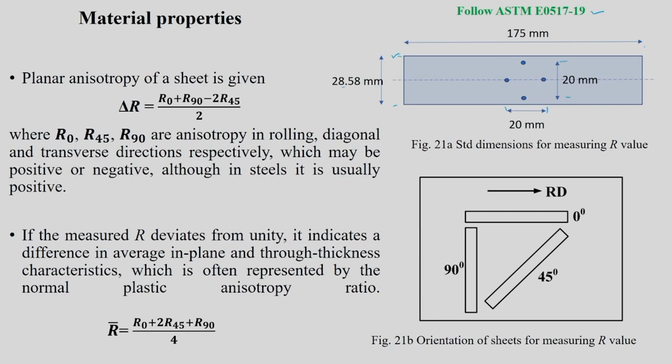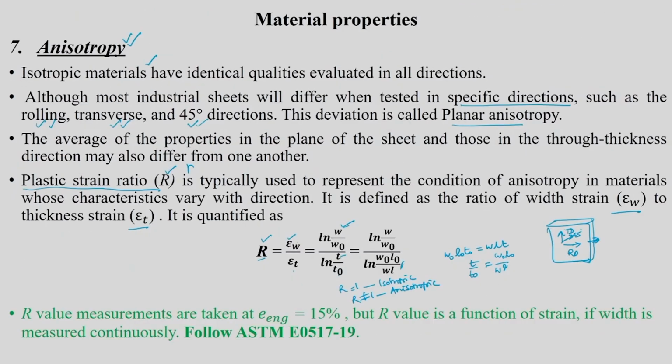Okay. And then what do you do? It is the same UTM on which you would have done the tensile test. You hold it on one side and you pull it on the other side, give some displacement. You have to stop the test. In the tensile test, you actually continue until fracture. It has to fully fracture. But here you stop it at 15% strain, at 15% of this 20 mm. So the R value measurements are taken at a strain equal to 15%.